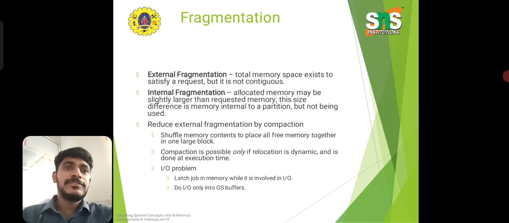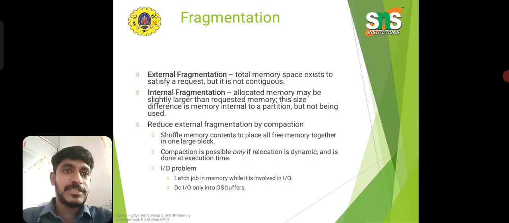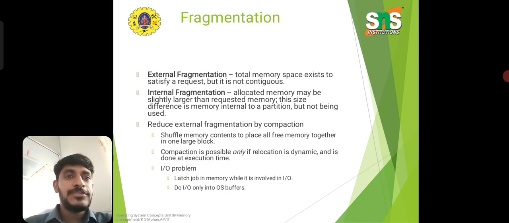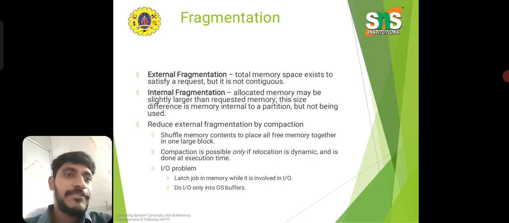Next is fragmentation. In external fragmentation, the total memory space exists to satisfy a request, but it is not contiguous. In internal fragmentation, the allocated memory may be slightly larger than the requested memory; this size difference is memory inside a partition that is not being used. External fragmentation can be reduced by compaction: shuffle memory contents to place all free memory together.